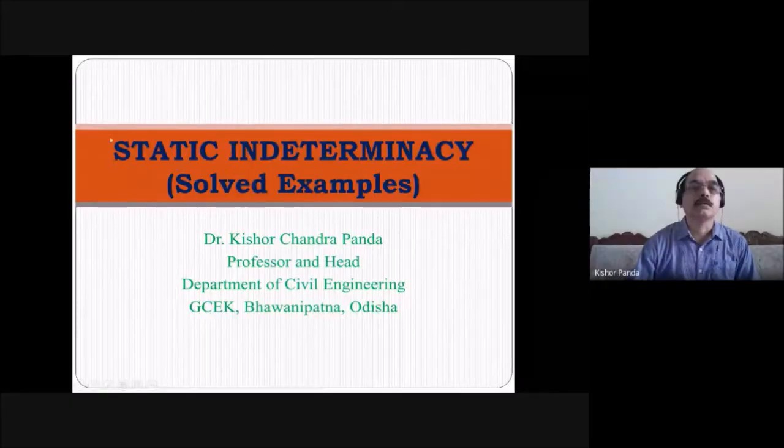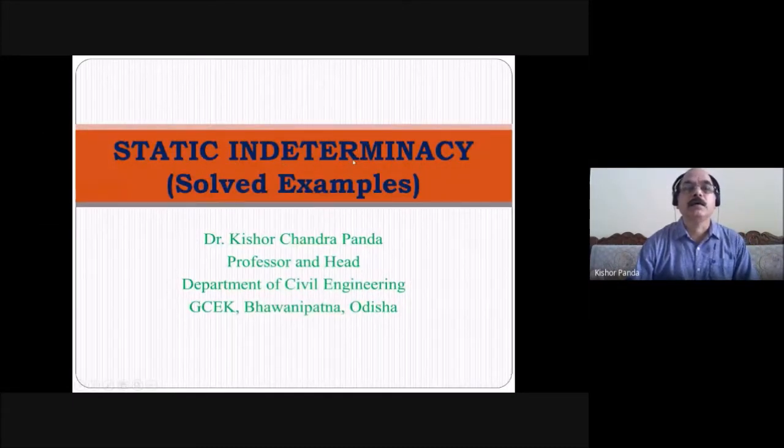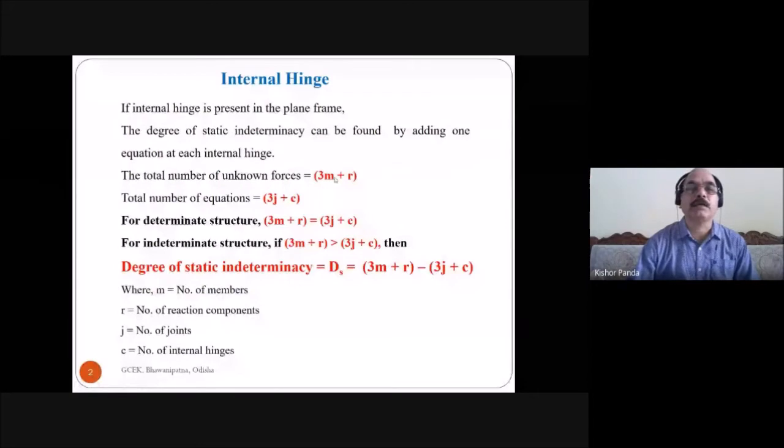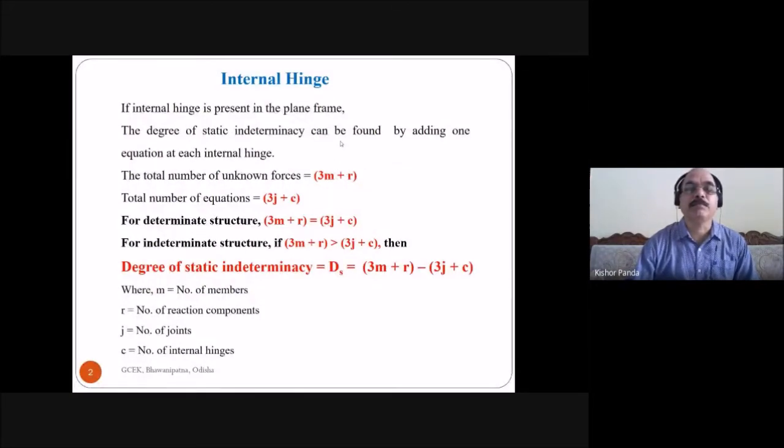Today we will discuss solved examples on static indeterminacy, that is, statically determinate and indeterminate structures. In the last class, we discussed how to find the degree of static indeterminacy of a pin jointed plane frame, a rigid jointed plane frame, a pin jointed space frame, and a rigid jointed space frame.